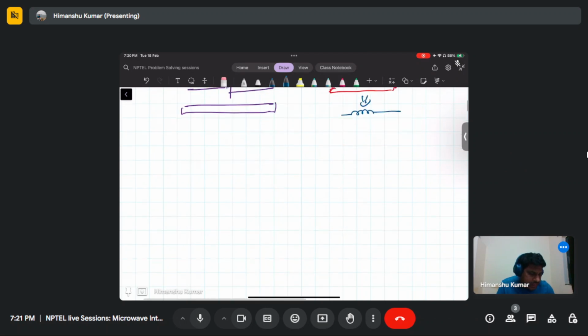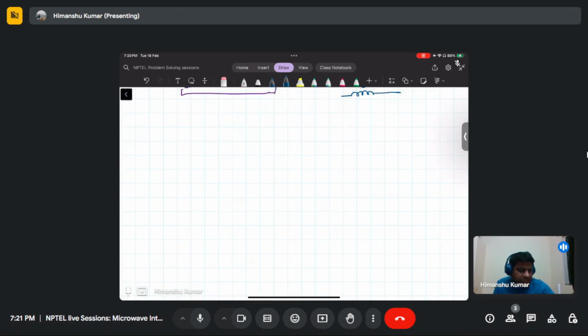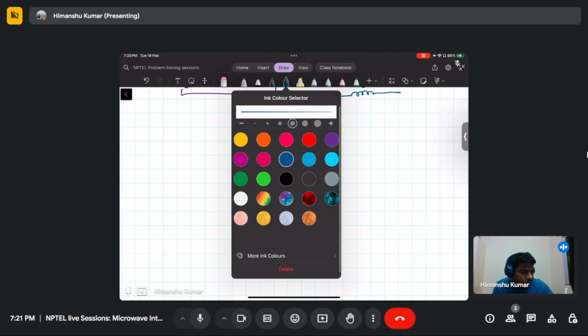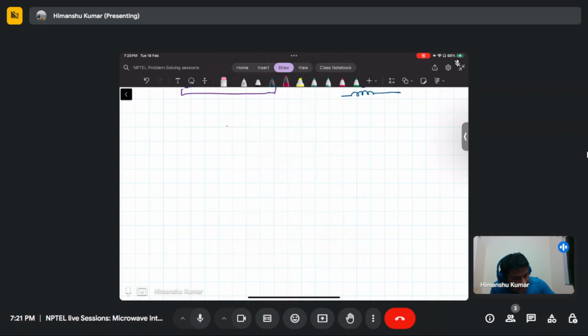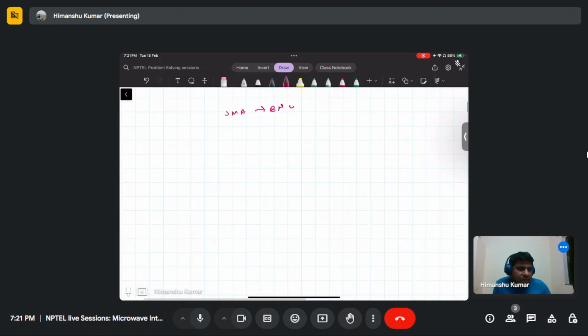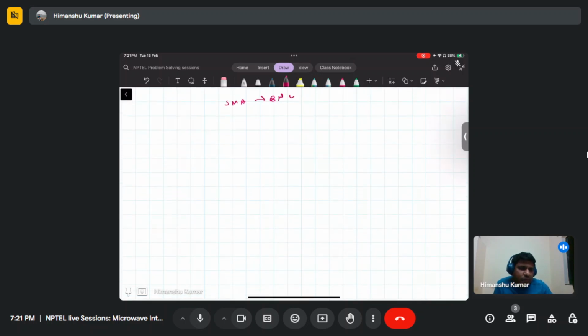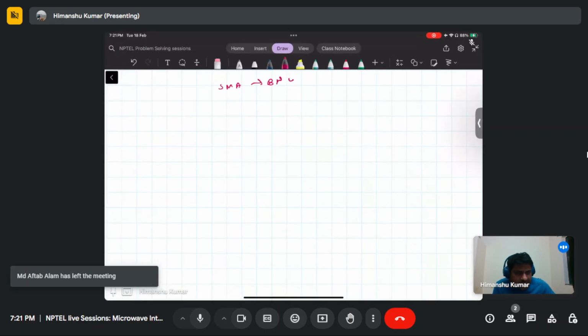You can see transitions also. Suppose you want to convert from SMA to BNC, then you can have some transition, or a coaxial to waveguide or rectangular waveguide transition, and other kinds of construction.